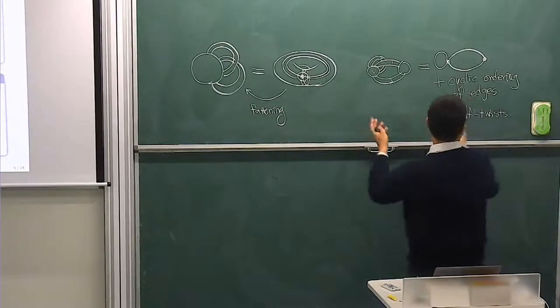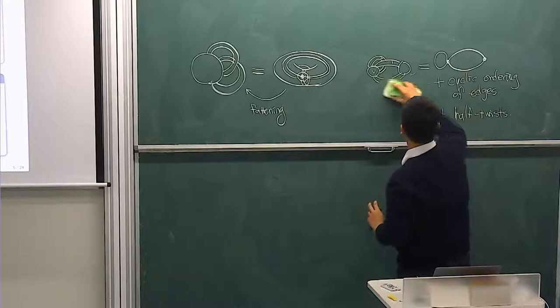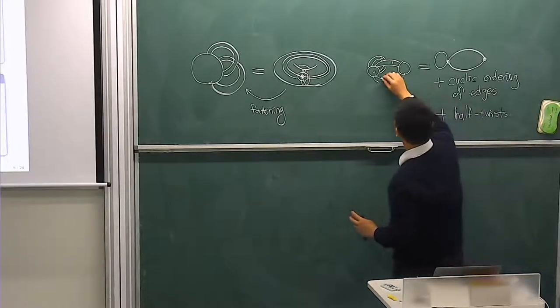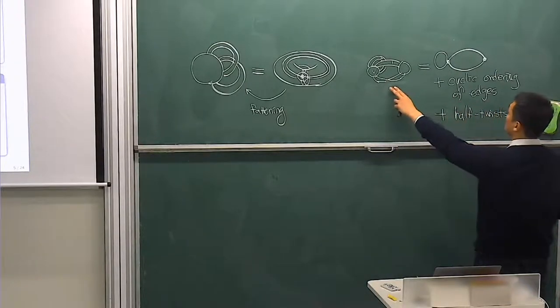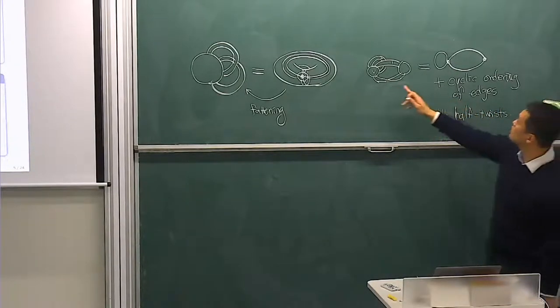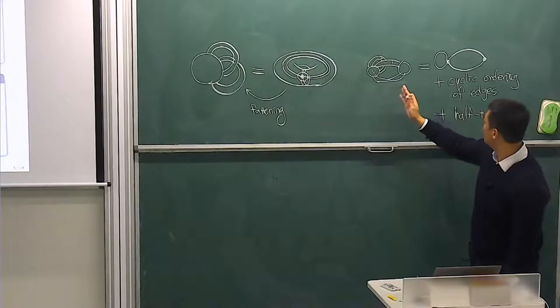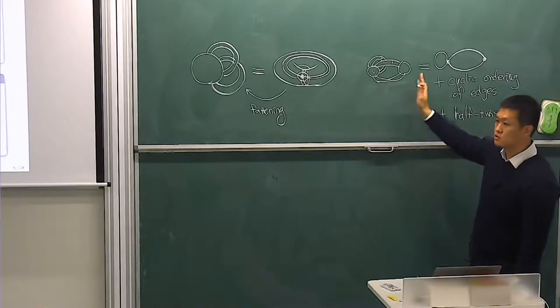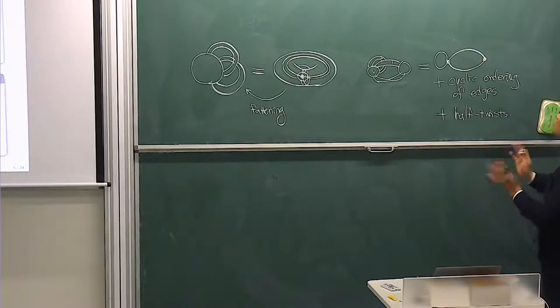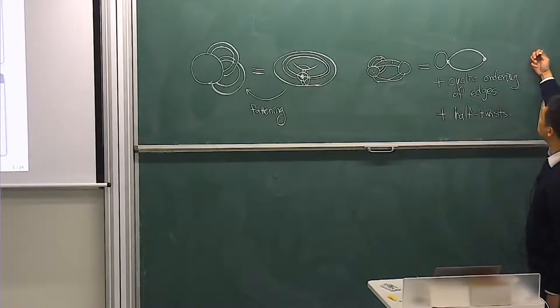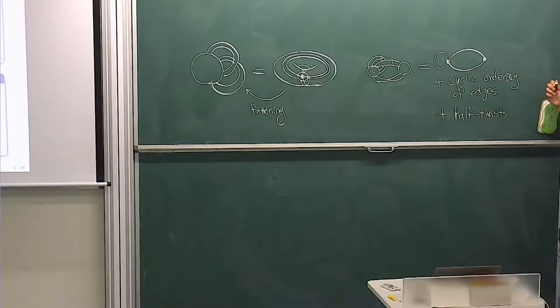So this example is bad. You can give a ribbon graph like this. So we have to add the information about half twists to recover this ribbon graph. So in summary, a ribbon graph is just a graph with two additional pieces of information: cyclic ordering of edges and half twists.